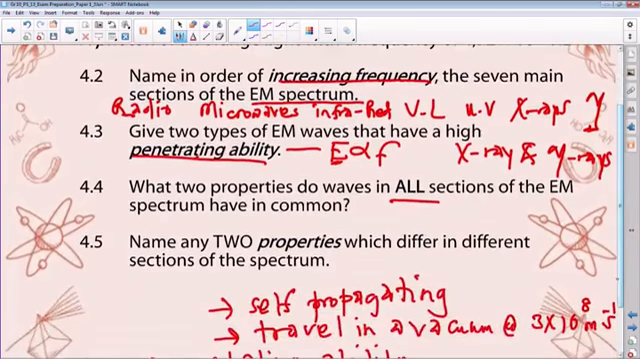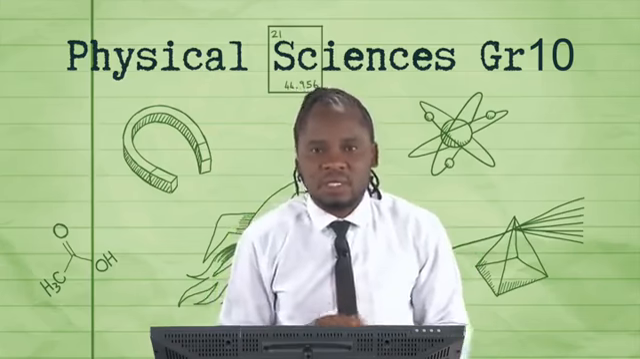Basically, this is what we had for today because of the time constraints, but there's quite a lot that we still need to prepare on just to get ready ourselves for the June examination.